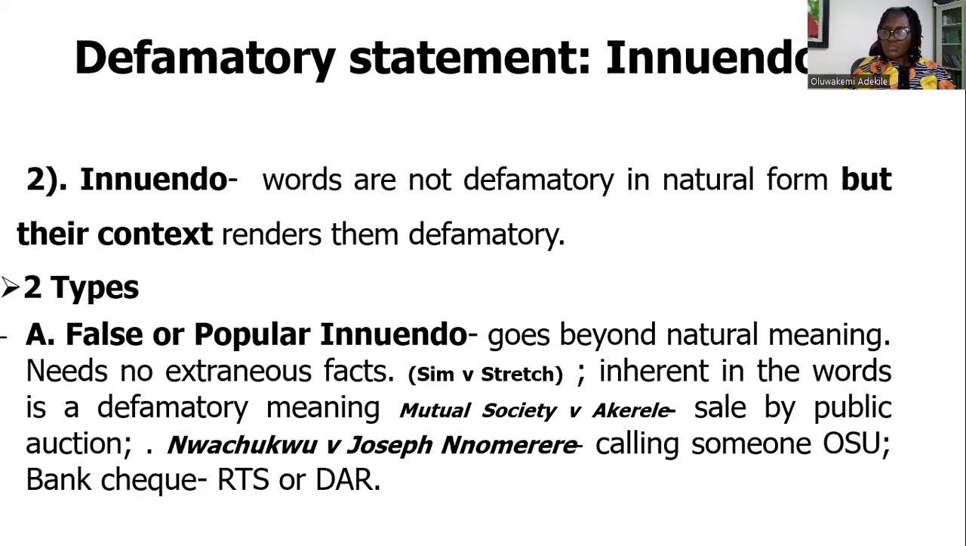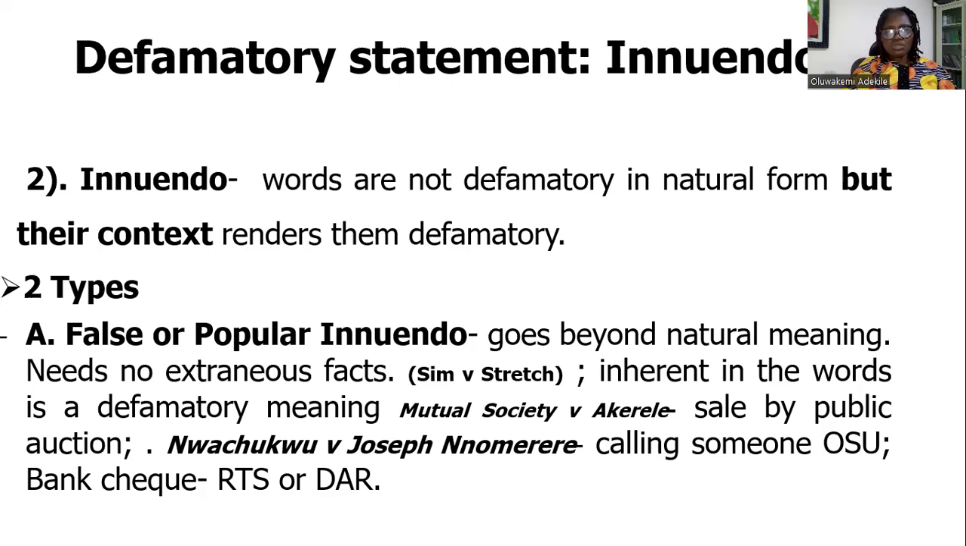But sometimes the defendant has not said something that is ordinarily defamatory. When you look at the words as uttered, these words are not defamatory as such, but they have a particular meaning that makes them defamatory. So we talk about them as innuendos. What innuendo is the words or the statement conveying? And when you look at innuendos, they are in two categories. You have the false or popular innuendo, and you have the true or legal innuendo.